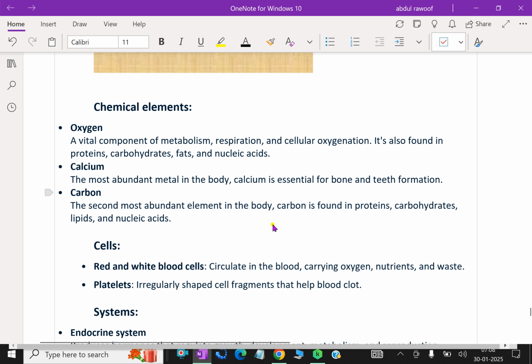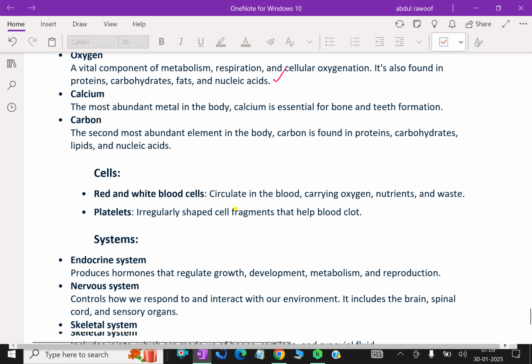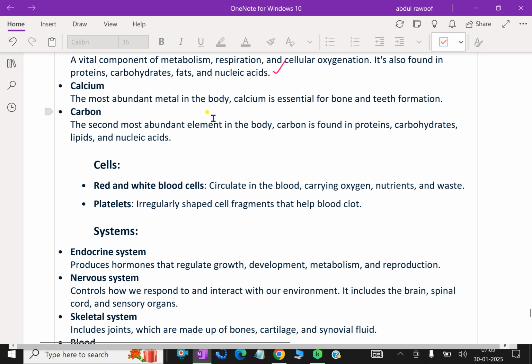The chemical element oxygen is a vital component of metabolism, respiration, and cellular oxygenation. It is also found in proteins, carbohydrates, fats, and nucleic acids. Calcium is the most abundant metal in the body, and it is essential for bone and teeth formation. Carbon is the second most abundant element in the body, found in proteins, carbohydrates, lipids, and nucleic acids.